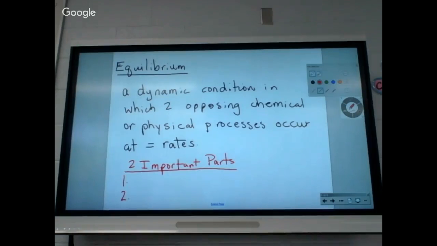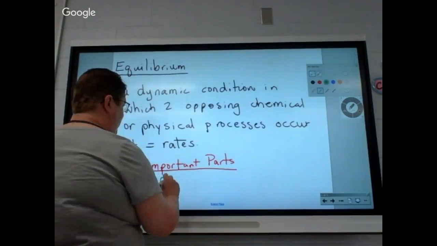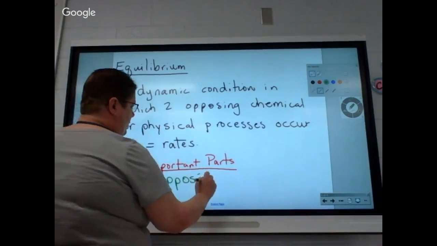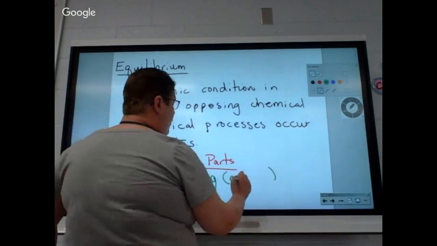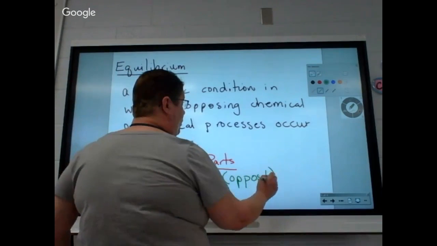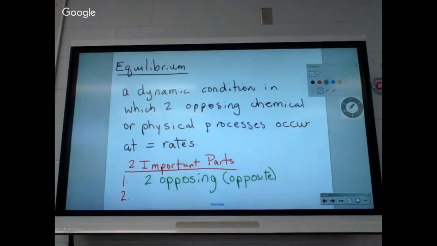All right, so when you get this written down, what are the two important parts of that definition that I'm going to harp on this week and next? Opposing chemical. All right, you have to have two opposing, okay? Now, opposing means what? Opposite. You have to have two opposite reactions. If you don't have two opposite reactions, you cannot ever get to equilibrium. Not ever.